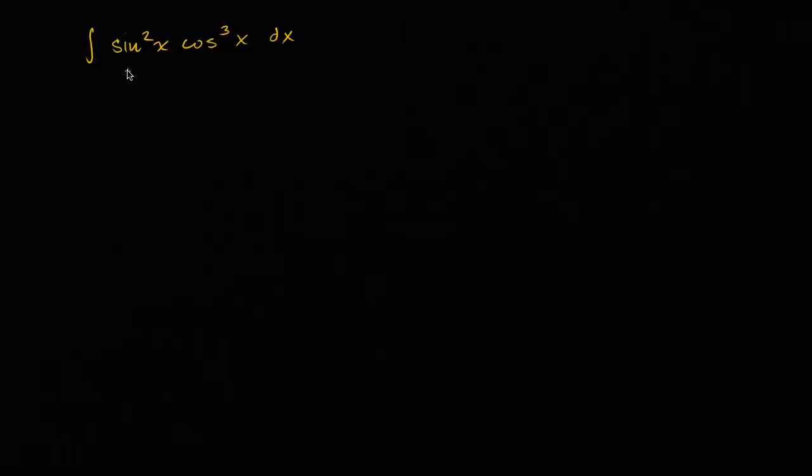Let's see if we can take the indefinite integral of sine squared x cosine to the third x dx. And like always, pause the video and see if you can work it through on your own. All right, so right when you look at it, you're like, oh wow, if this was just a sine of x, not a sine squared of x, well that's going to be the negative of the derivative of cosine of x. Maybe I could have used u substitution.